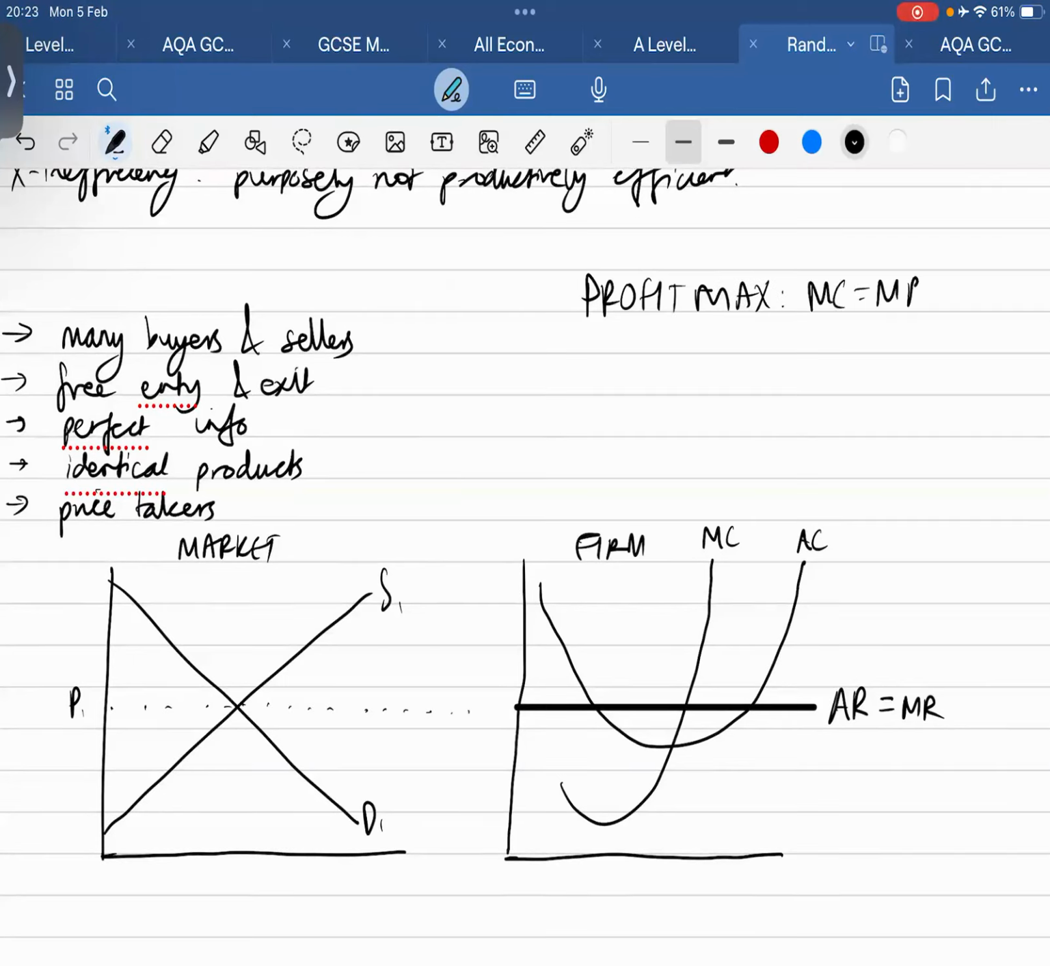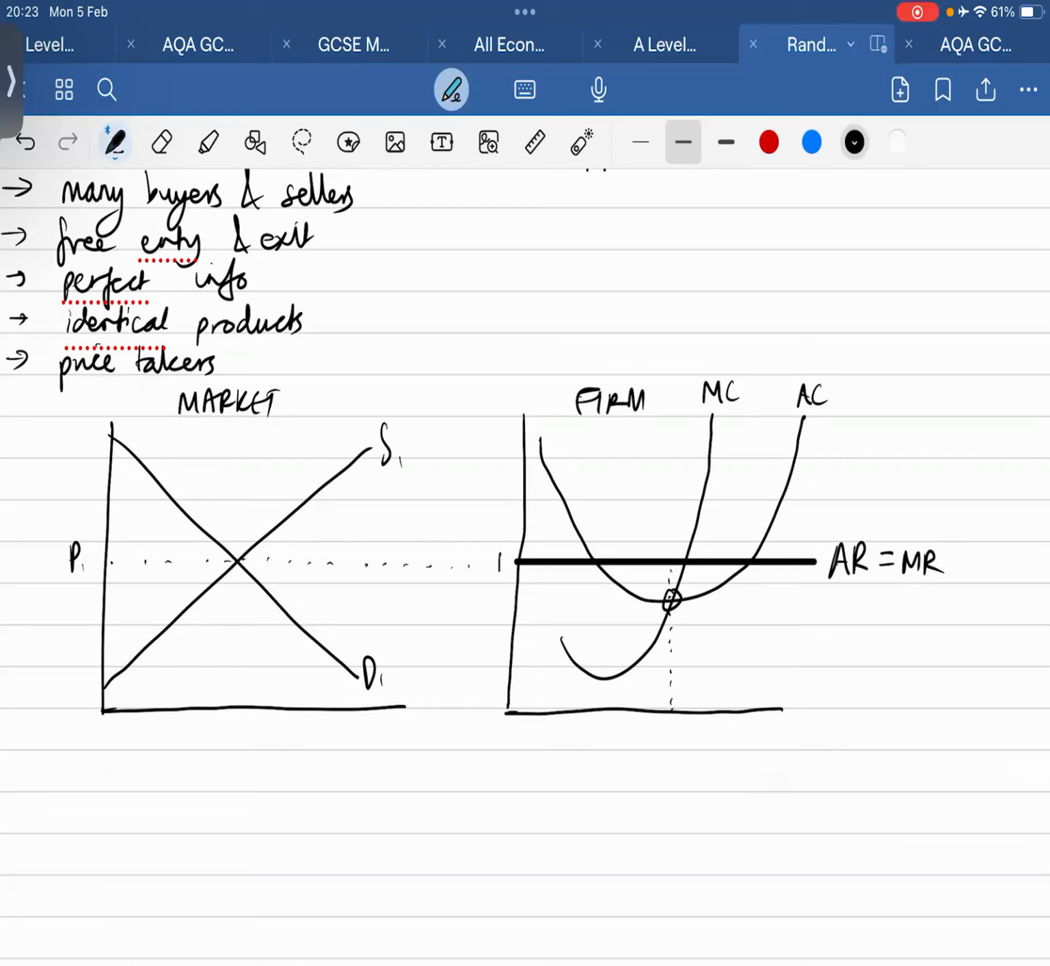So that would be over here. If I go down and then back up to my demand curve, that will be my price, and then that will be my quantity, and then that will be my cost. So I get some supernormal profit.